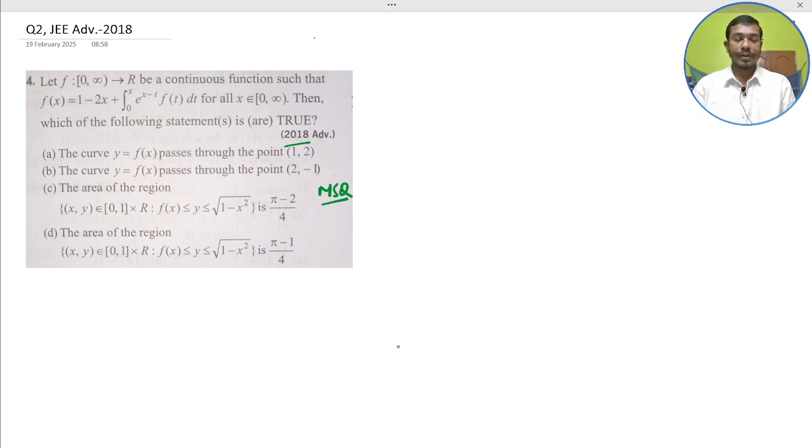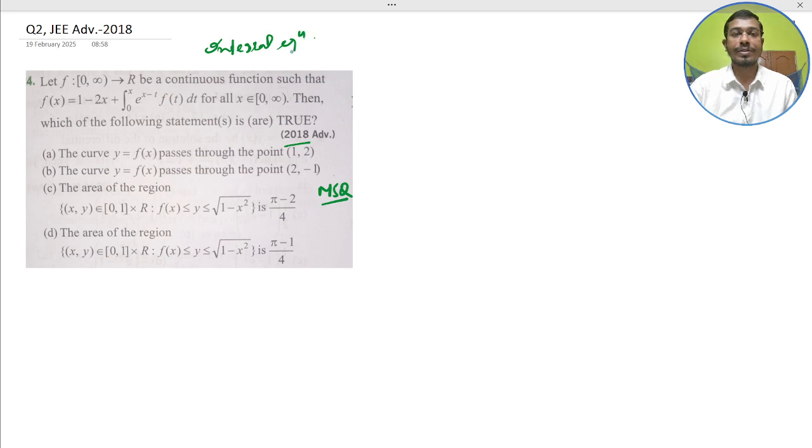So here the question says: let f from 0 to infinity to R be a continuous function such that f(x) is equal to 1 minus 2x plus the integral from 0 to x of e to the power (x minus t) f(t) dt. This is called the integral equation. Okay, this is called the integral equation.